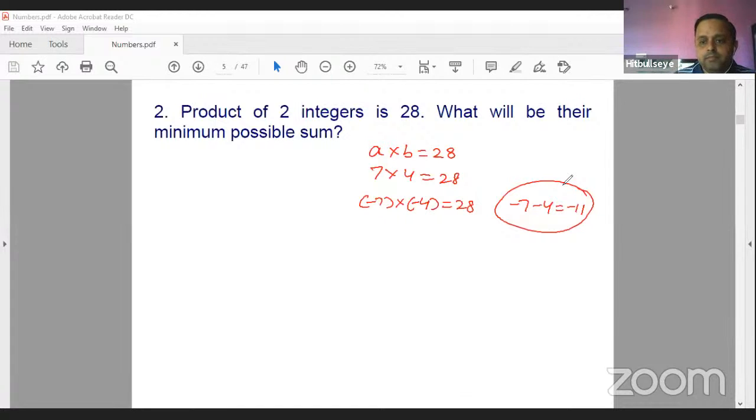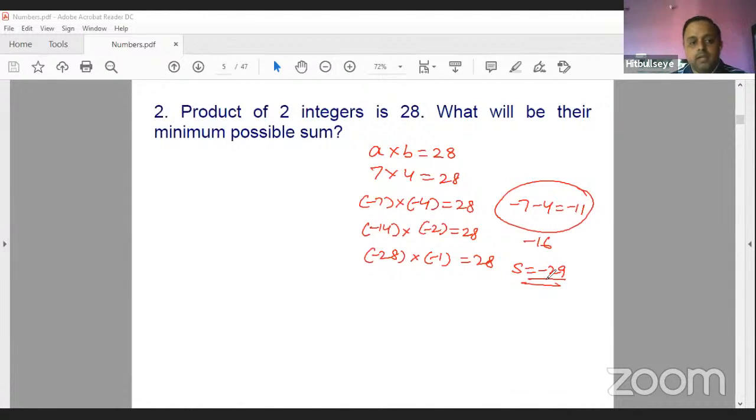Or any other case, minus 14 minus 2, that is also 28. But in this case, the sum becomes minus 16. If I take minus 28 and minus 1, in that case also the product will be 28 and sum will be minus 29. Answer is minus 29. Yes, it is not 11, it is not 16 or minus 11, it will be minus 29. Is this clear? Any doubt?